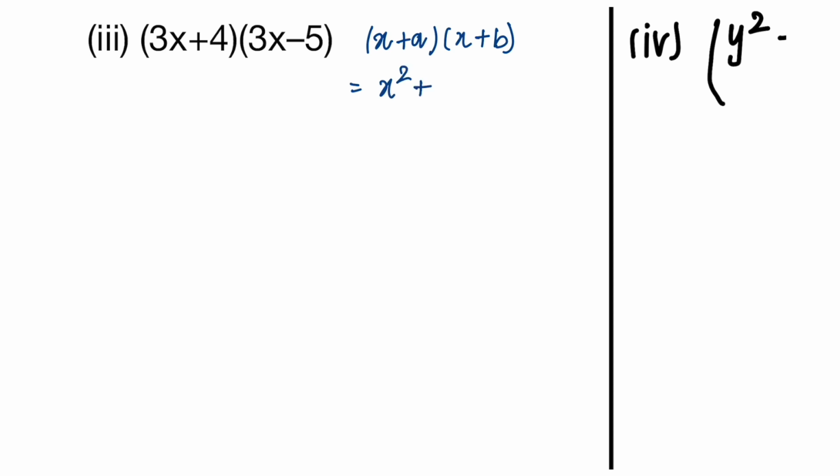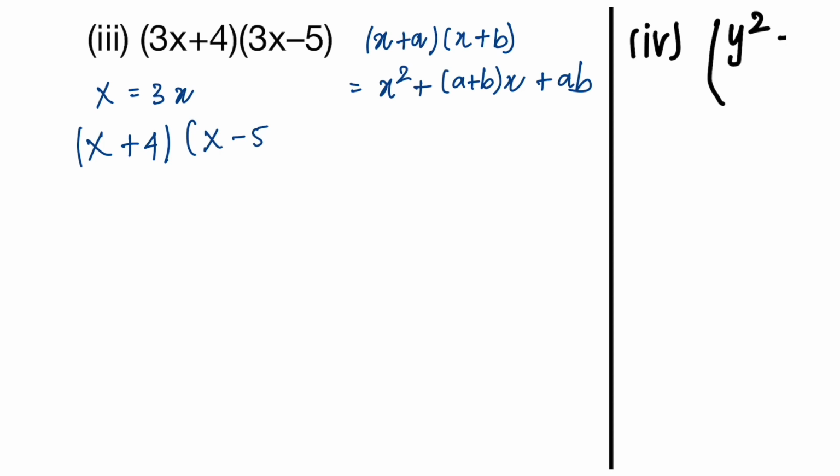So x squared plus (a plus b)x plus ab. Okay, now in this case, x is equal to 3x. You are assuming, let me just write this as the lowercase x. So it's x equal to 3x. So you can write this as (x plus 4) into (x minus 5), right? Now it's more similar to the form of the previous question.